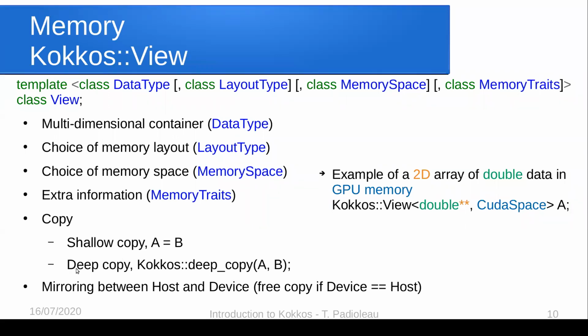Second, you can also deep copy. It means that A and B refer to different memory locations, but you want A to have the same values as B. So there is a real memory transfer here, between maybe a GPU and a CPU, or CPU to CPU, or GPU to GPU. They also provide some mirroring between host and device, which is the copying, and which is free if the node you are running on doesn't have a GPU. So this won't copy, as both views will refer to the same memory location.